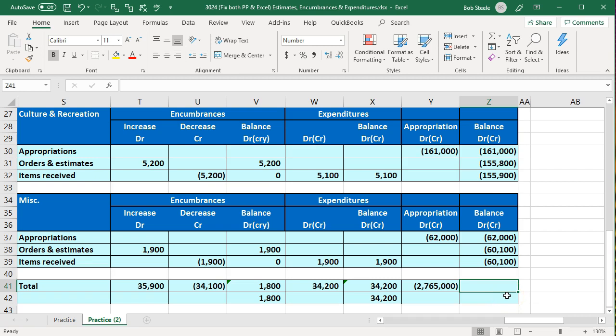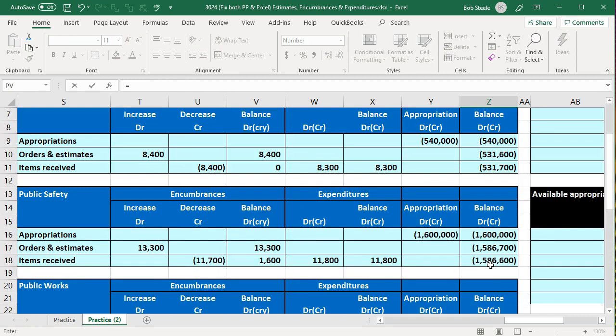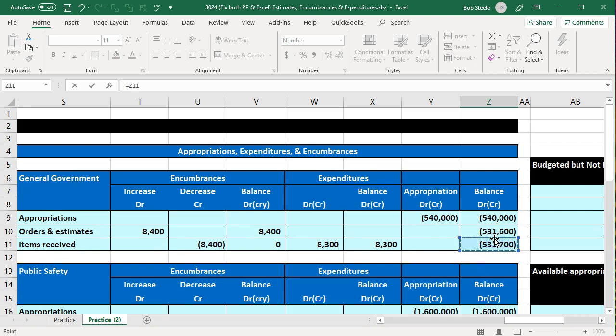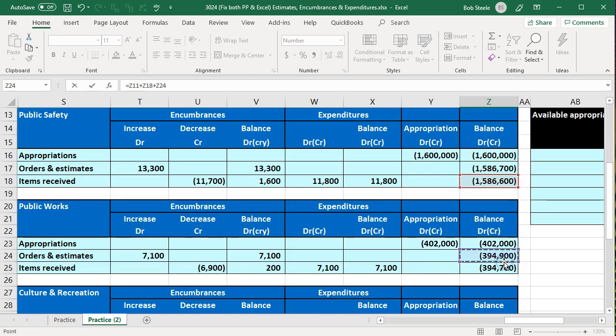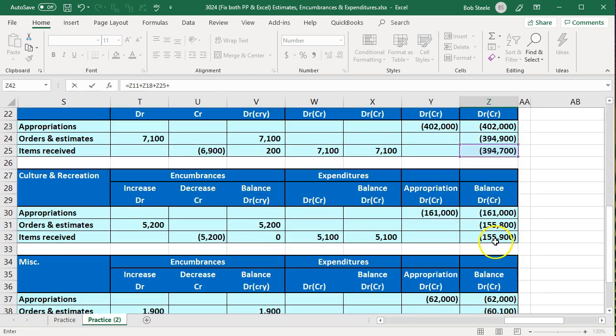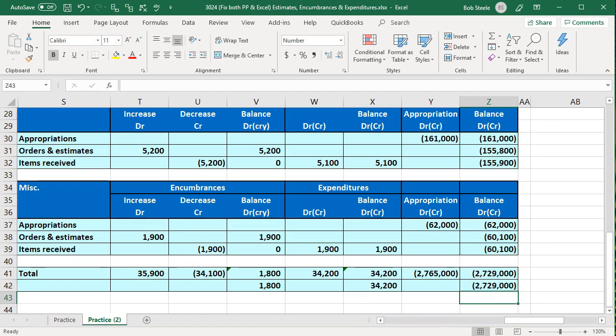And then we have the total, which is going to be equal to the appropriations plus the sum of the encumbrance activity plus the expenditure activity. And we could double check it by looking at the balances here. So the balance is going to be equal to, if we just add up the ending balances, plus the ending balance here plus the ending balance here, we should be able to double check that amount.